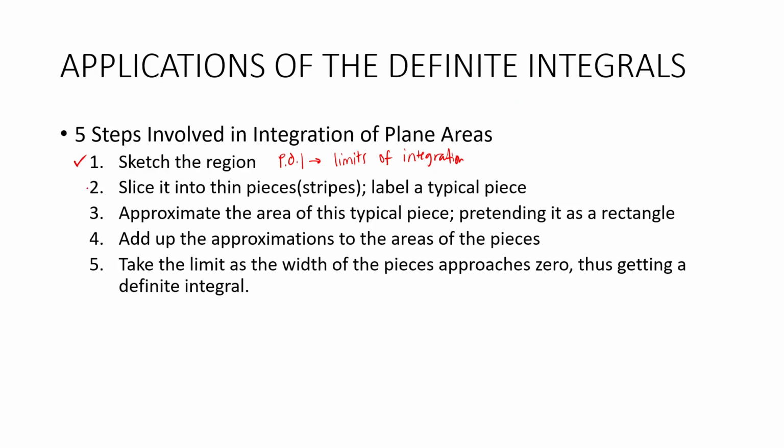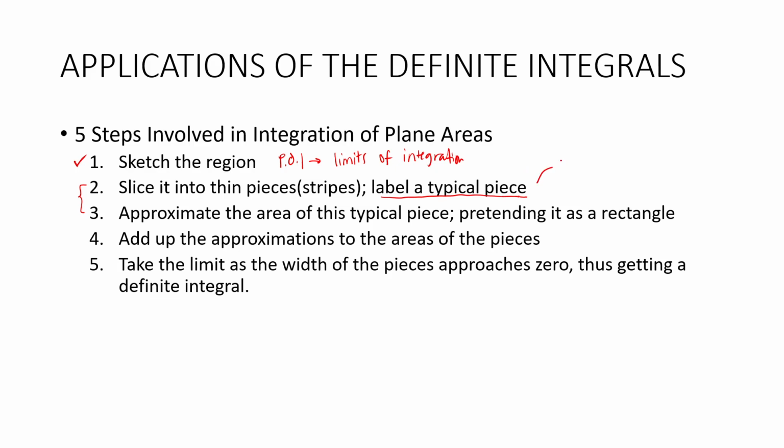Okay, so numbers 2 and 3 can be combined. So slice it into thin pieces. In our case, we can just slice it into one strip, one representative strip. It may be a vertical or horizontal strip. Then you need to label your vertical or horizontal strip.